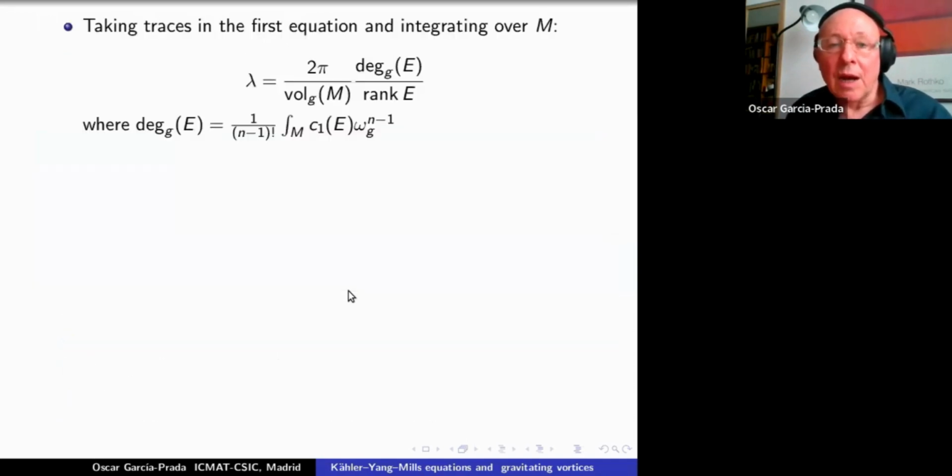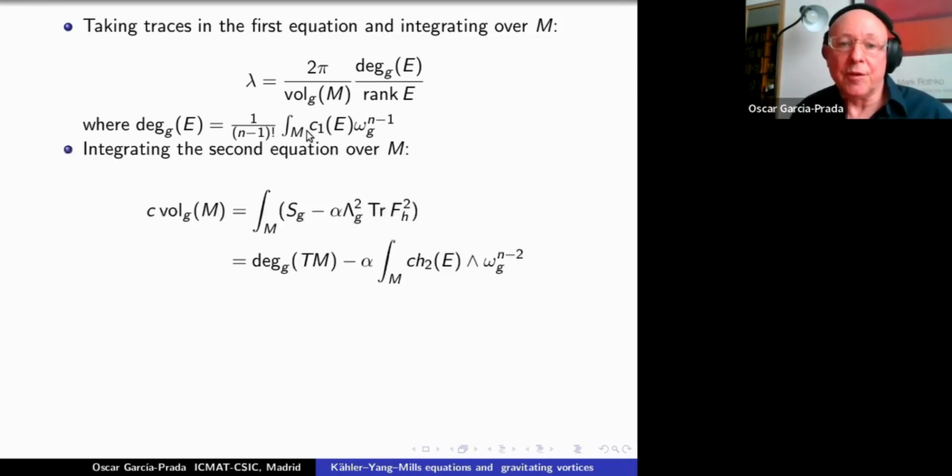And so it's very easy to realize that lambda and c, as I said, are determined by the topology. This is just the usual thing that we have seen several times in this workshop: how lambda is related to the slope of the vector bundle. And if you integrate the second equation, you also get an expression for c related to the topological invariants of the manifold and the vector bundle.